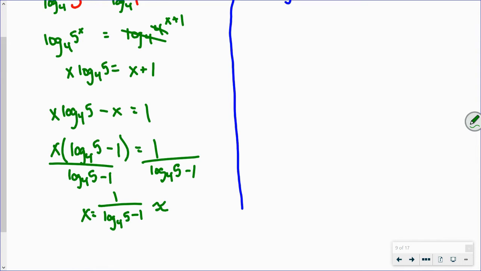which is about, and in order to compare these two, we're going to put it into a decimal. So log base 4 of 5 minus 1. So we're at 6.2126.